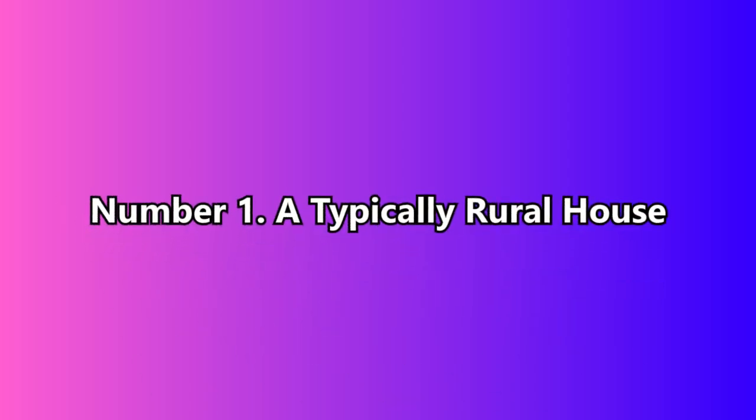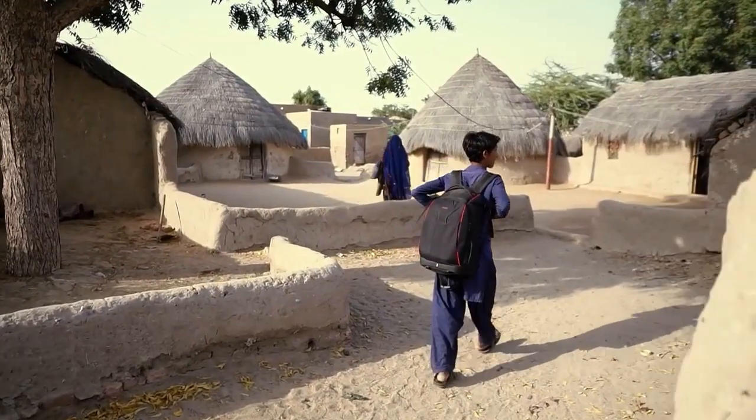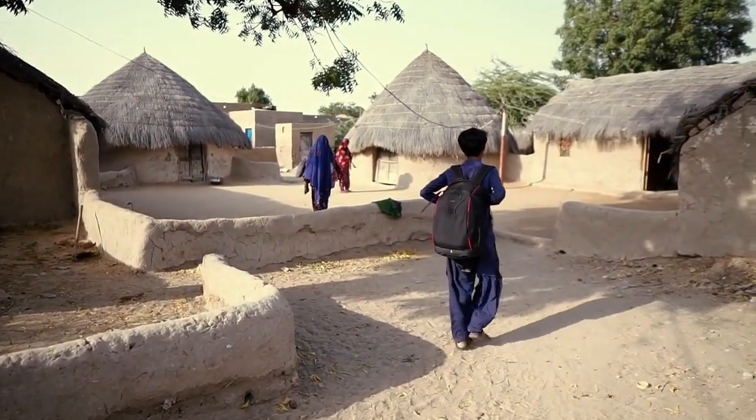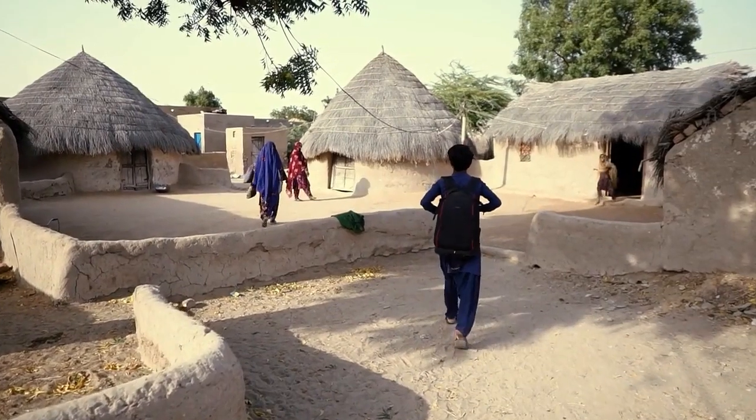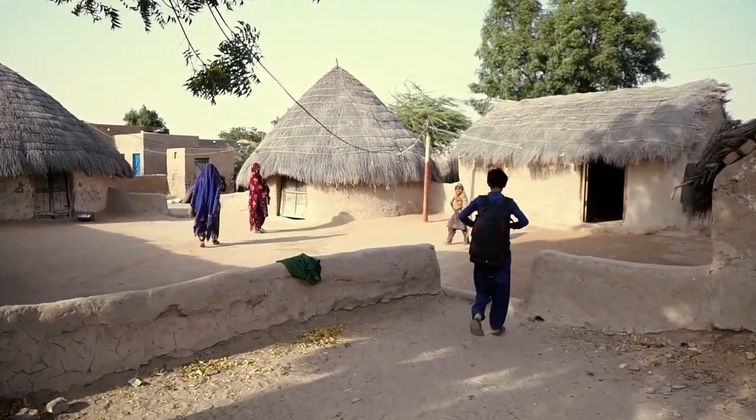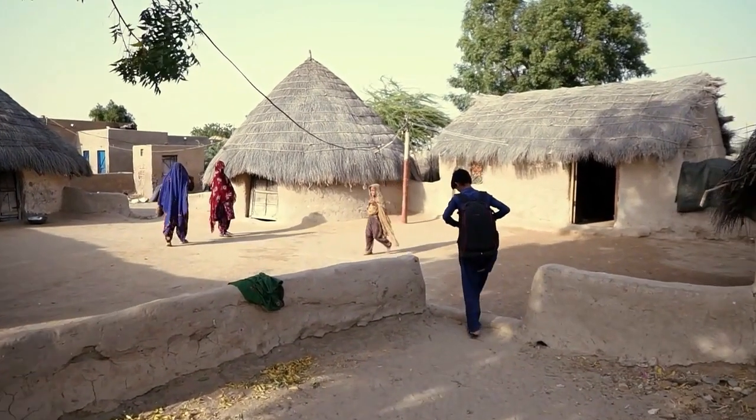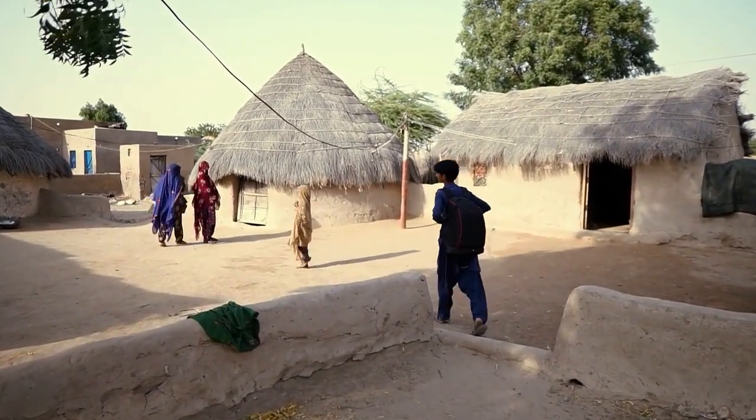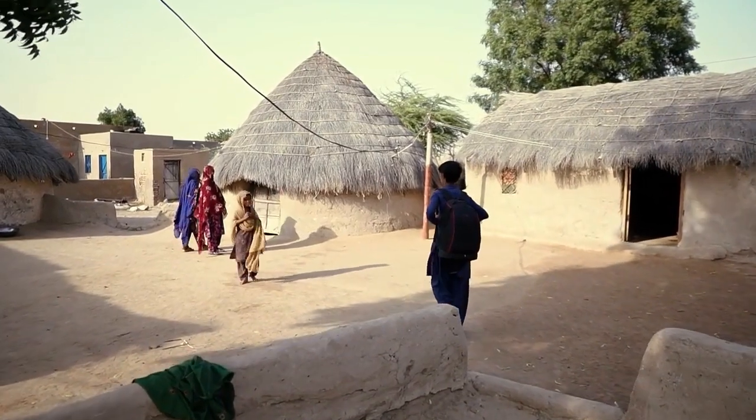Number 1. A typically rural house. The rural poor live in huts. Huts are usually constructed from mud blocks, roofs are thatched, and the floors are covered with a mud and cow dung paste that serves as a disinfectant. However, these houses do not have their own toilets, but common toilets are made available at some distance at one corner of the village for several families to share.